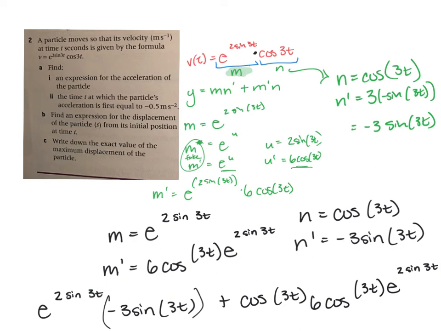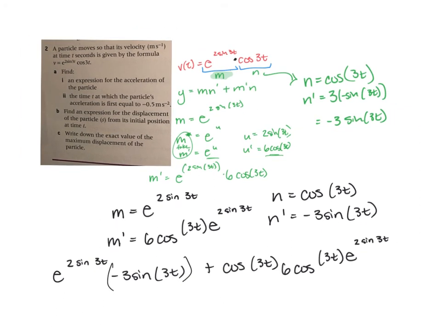Whew. Jeez. There's a lot just for the acceleration. But whatever, we got there. So this right here, my friends, is our lovely acceleration, a of t, I guess. So find an expression for the acceleration, and then when is this first equal to negative 5/10? Please, for the love of Pete, just graph it and we can find it that way.